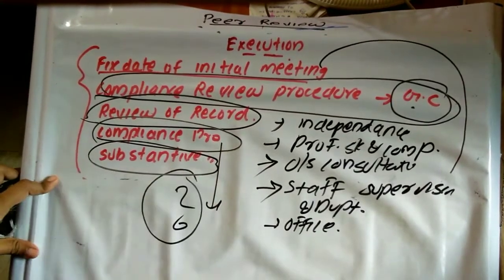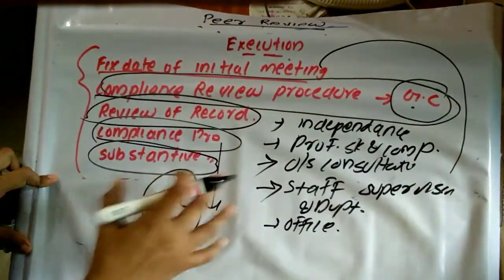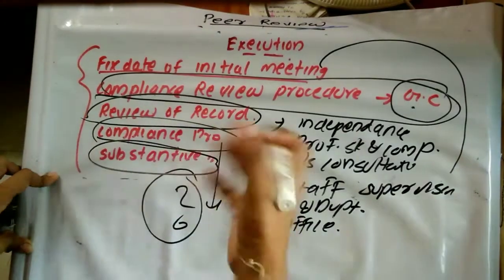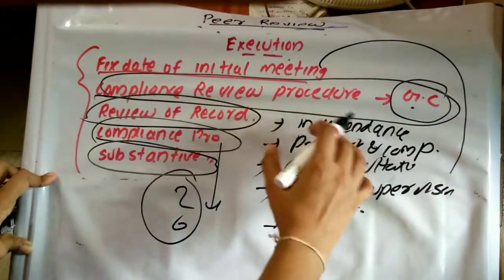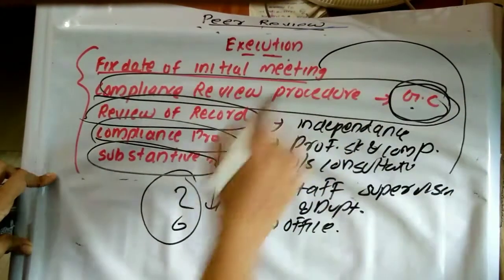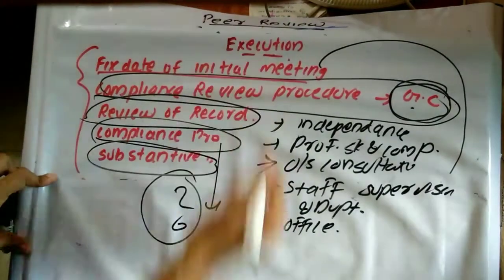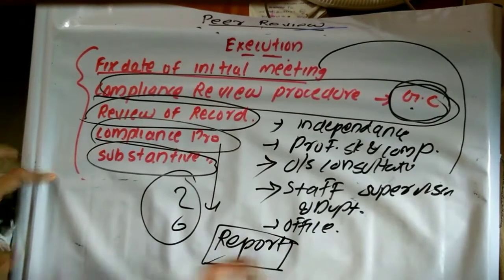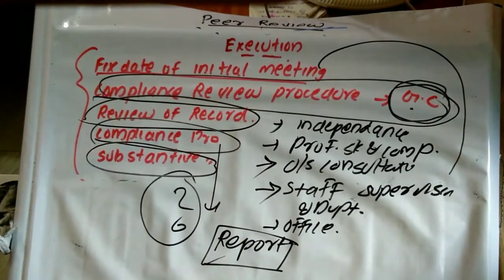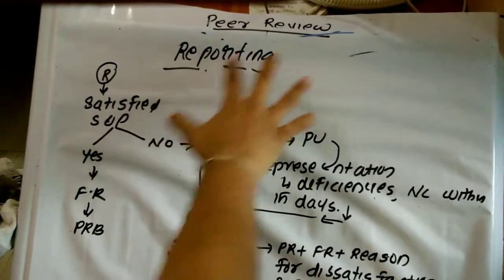Then substantive procedures. So after examining these records, after compliance review procedures, which means an examination of the general control system existing in that organization, the final step of the peer review is the submission of the report. The final stage is the reporting stage. This is the final stage of the peer review, that is reporting.